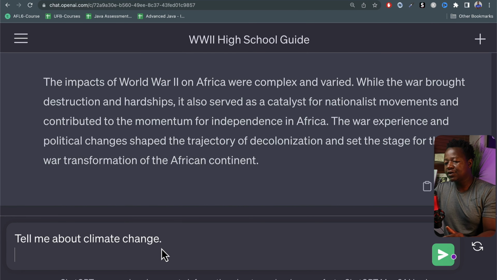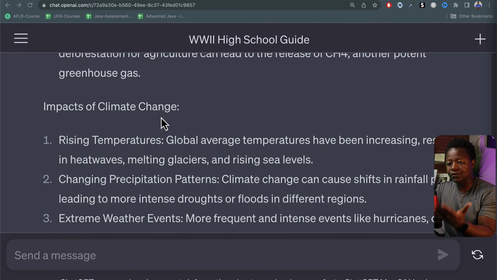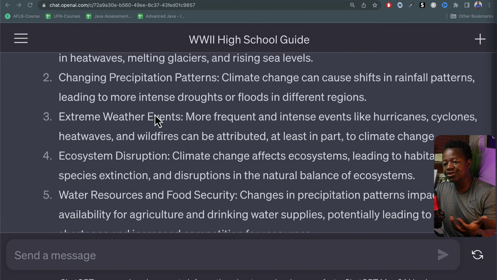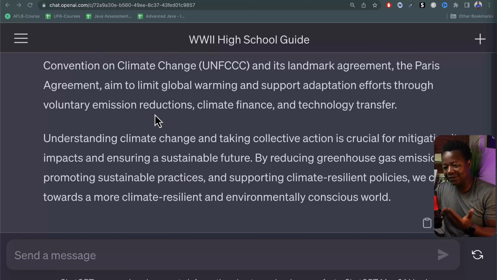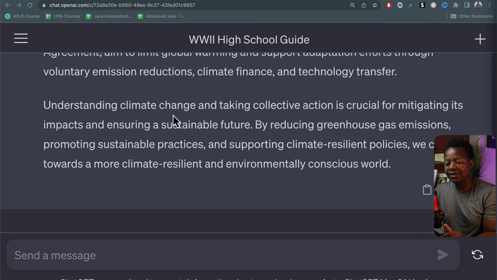So let's see what's going to happen if I just go ahead and hit enter. Okay, so now ChatGPT says, climate change refers to long-term shifts and alterations in global or regional weather patterns. It goes through all of the technical jargon, the causes of climate change, and also talks about impacts: the rising temperatures, changing precipitation patterns, ecosystem disruption, and all of that. There's also mitigation and adaptation. All right, so it's pretty good. It talks about international cooperation, understanding climate change, and taking collective action.